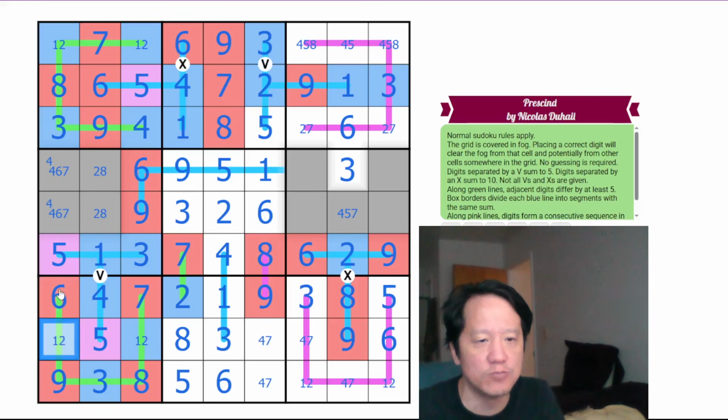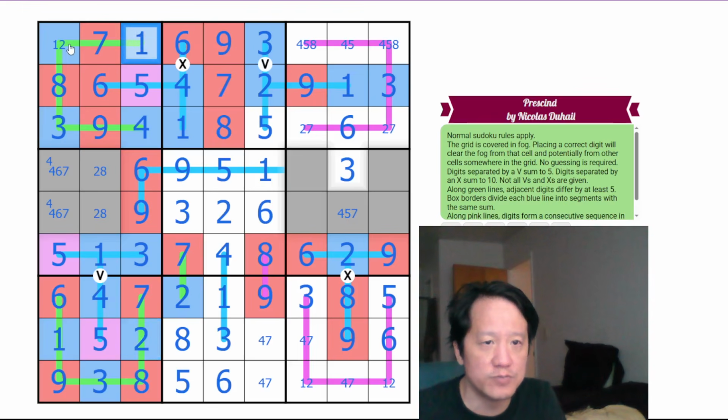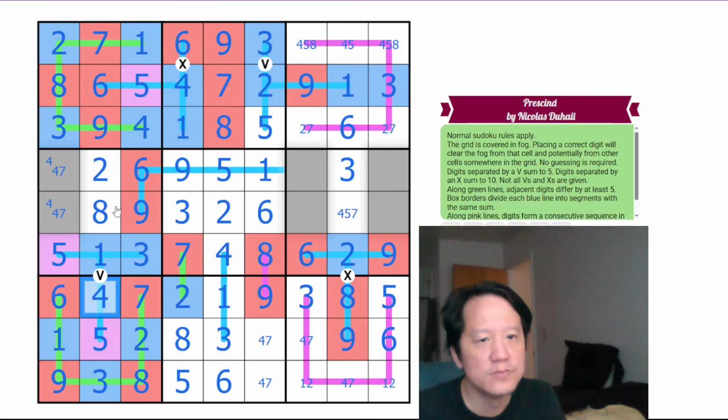6 can only be next to 1 on a Whisper 5 line. So this is 1 and 2, which makes this 1 and 2. So there's no 6 here. 2 eliminates 2 here. So that's 8, which makes that 2. I don't know why that cleared that cell there. We kind of knew that that was going to be there.